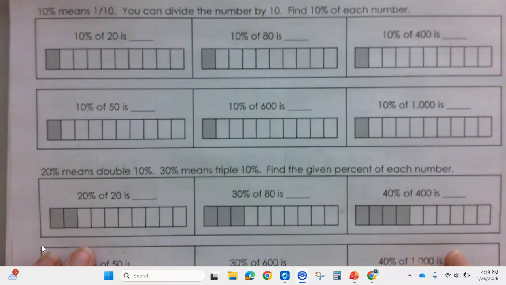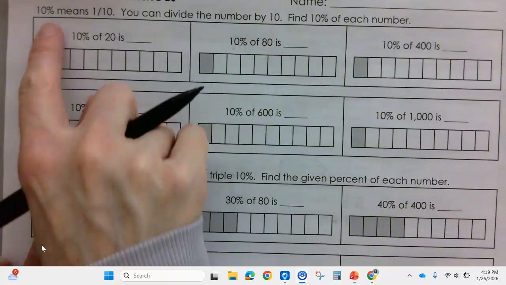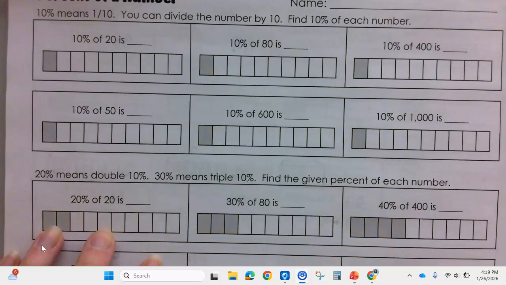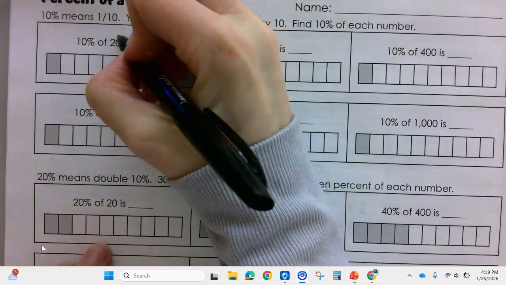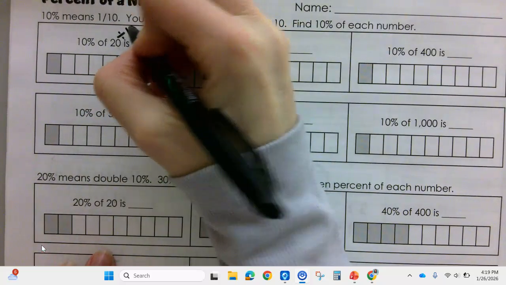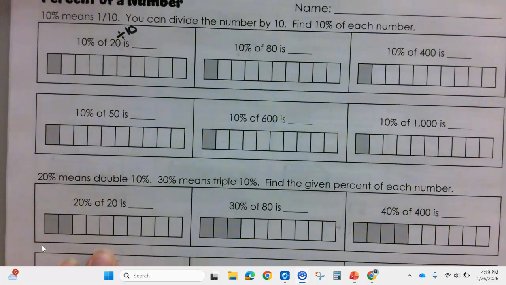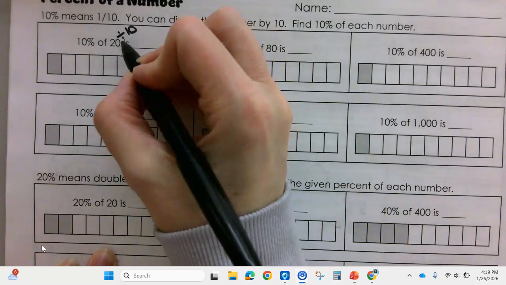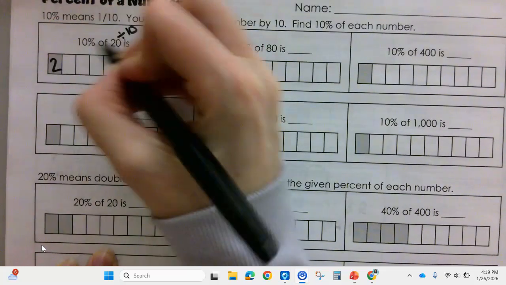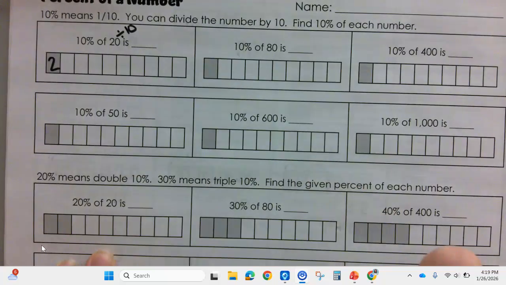All right, on the next page, 10% means 1/10. That means we could take this number and divide it by 10. Because like we have this whole thing and we're going to share it with 10 people. So each person would get 2. Because 20 divided by 10 is 2.